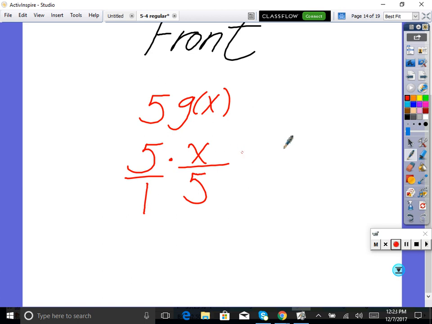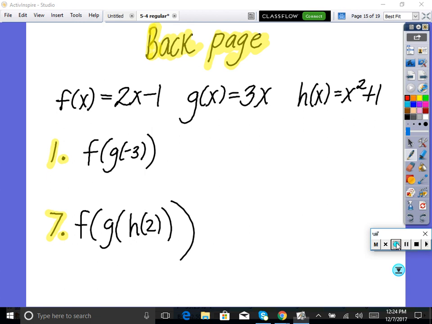So we multiply straight across. So on top we get 5x. On bottom we get a 5. And so then what does that become? X. So just a good reminder. I've had a lot of people ask that today. Continue.